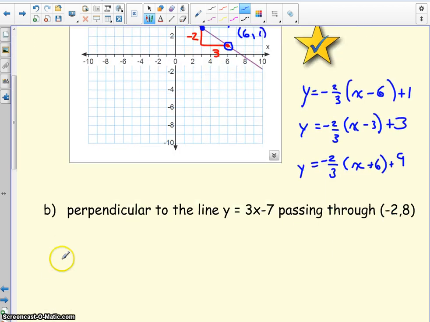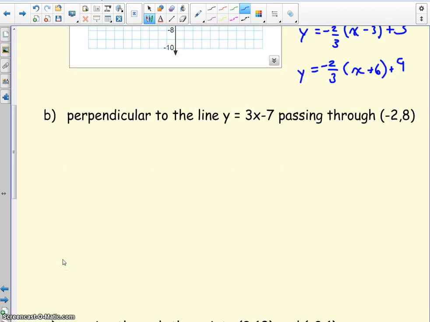Okay, let's take a look at another one here. So B is a little bit trickier. You have to remember a bit more from grade 9 here. It says our line that we want to find the equation of is perpendicular to the line y equals 3x minus 7, passing through the point negative 2, 8. So remember, we're looking for a slope and a point. Well, they've given us a point. We're told that it passes through the point negative 2, 8. We don't know anything about the slope, but we do know it's perpendicular to this line.